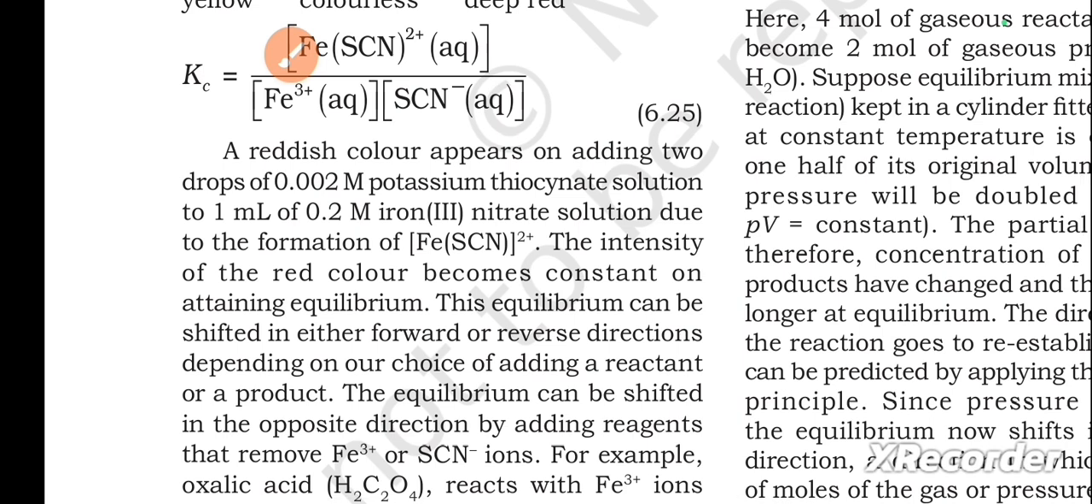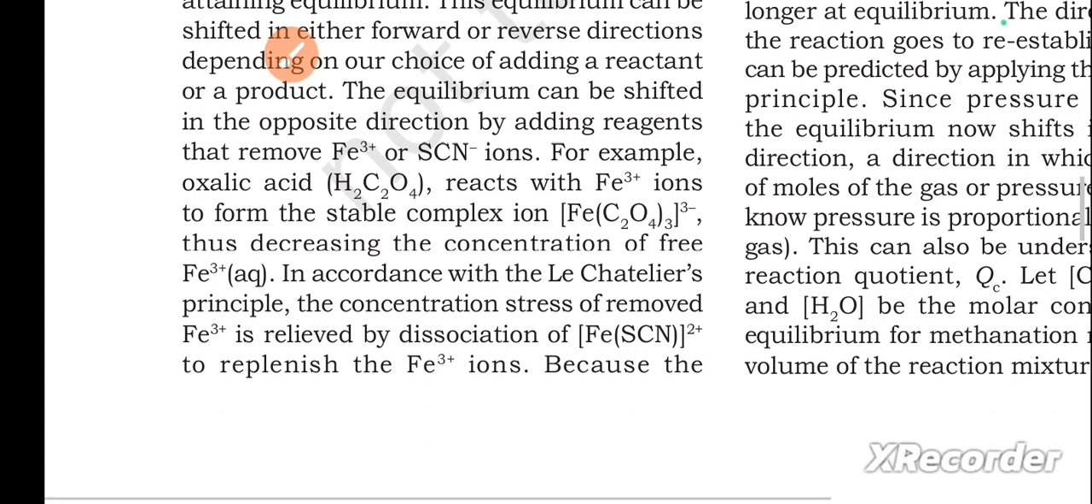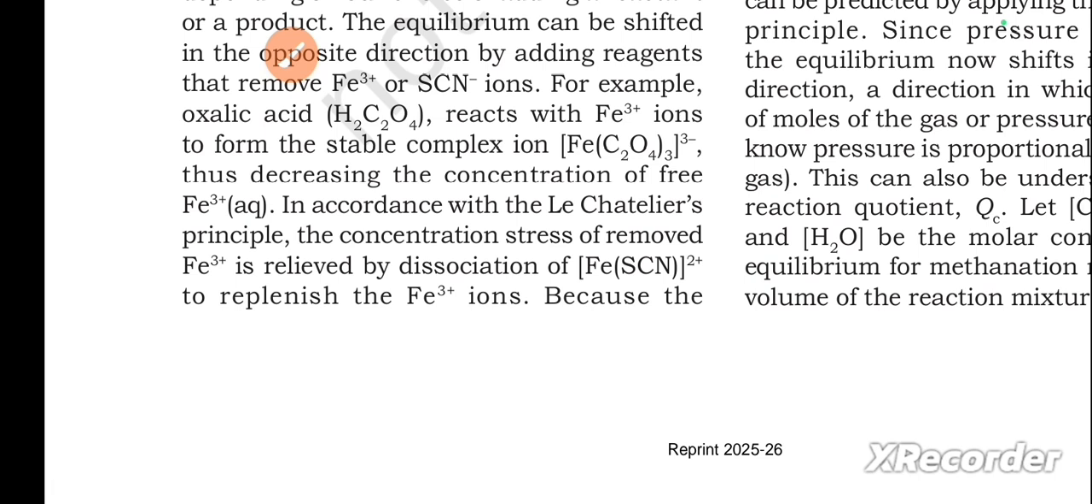This equilibrium can be shifted in either forward or reverse directions depending on our choice of adding a reactant or a product. The equilibrium can be shifted in the opposite direction by adding reagents that remove Fe plus 3 or SCN minus ions. For example, oxalic acid H2C2O4 reacts with Fe plus 3 ions to form the stable complex ion FeC2O4 3 minus, thus decreasing the concentration of free Fe plus 3 ions. In accordance with Le Chatelier's principle, the concentration stress of removed Fe plus 3 is relieved by dissociation of FeSCN plus 2 to replenish the Fe plus 3 ions.